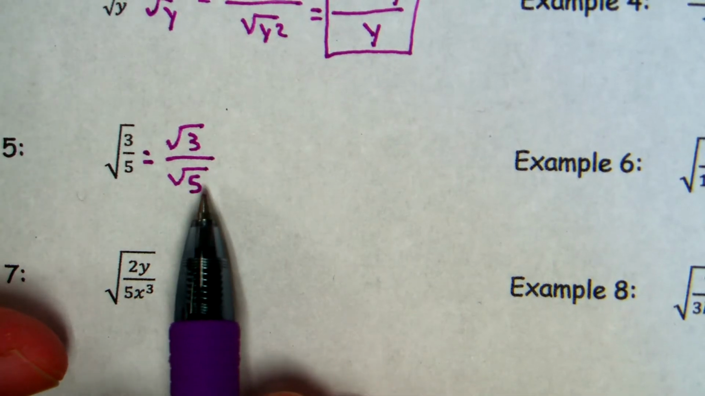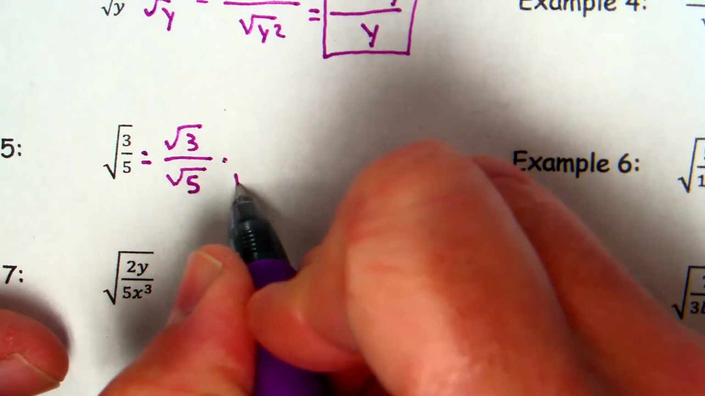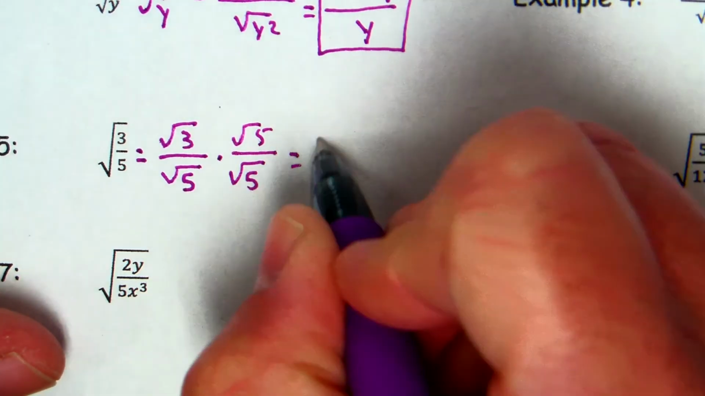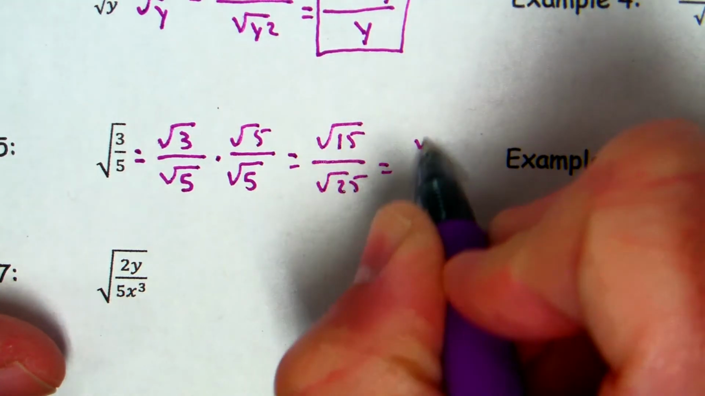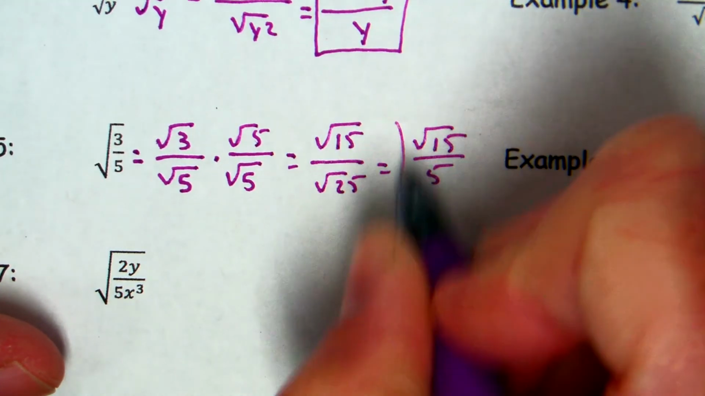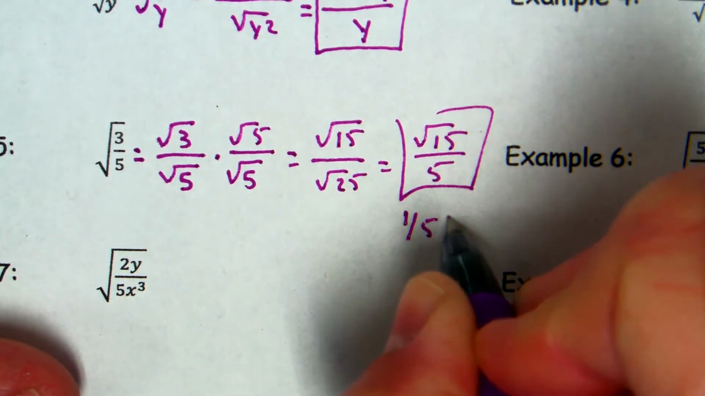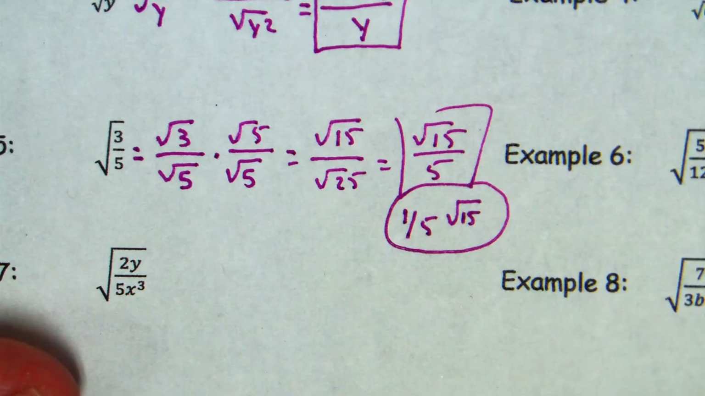It's in violation of Rule B, which says no radicals in the denominator. So I'm going to multiply by radical 5 over radical 5. This is radical 15 over radical 25, which is radical 15 over 5. If you want to really impress me, take that divided by 5 and write it as times 1/5.